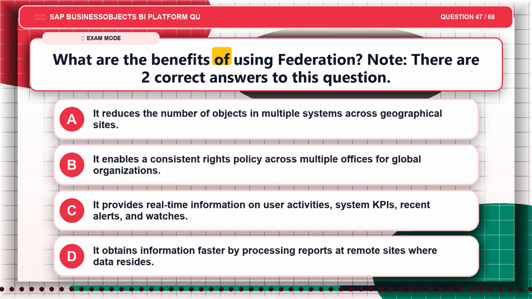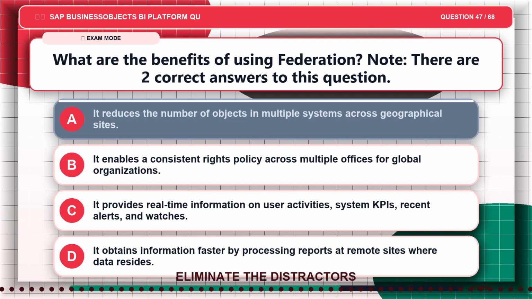What are the benefits of using federation? Note, there are two correct answers to this question. Option A, it reduces the number of objects in multiple systems across geographical sites. Option B, it enables a consistent rights policy across multiple offices for global organizations. Option C, it provides real-time information on user activities, system KPIs, recent alerts, and watches. Option D, it obtains information faster by processing reports at remote sites where data resides.